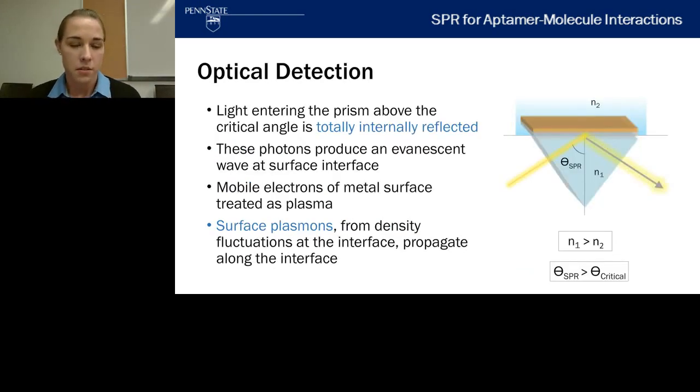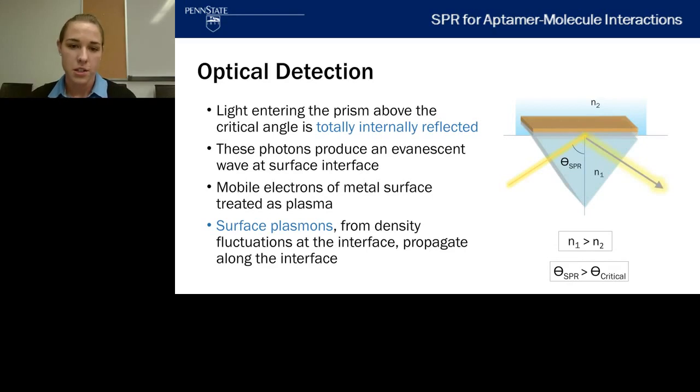First I'm going to talk a bit about the optical detection system. This is probably the most important part for understanding how surface plasmon resonance works. The optical detection system functions based on the use of a prism and the sensor chip above this prism. The sensor chip is coated with a thin gold film, and the prism has a refractive index that is higher than that of the environment at the surface interface of the chip. So this is something like a physiological buffer.